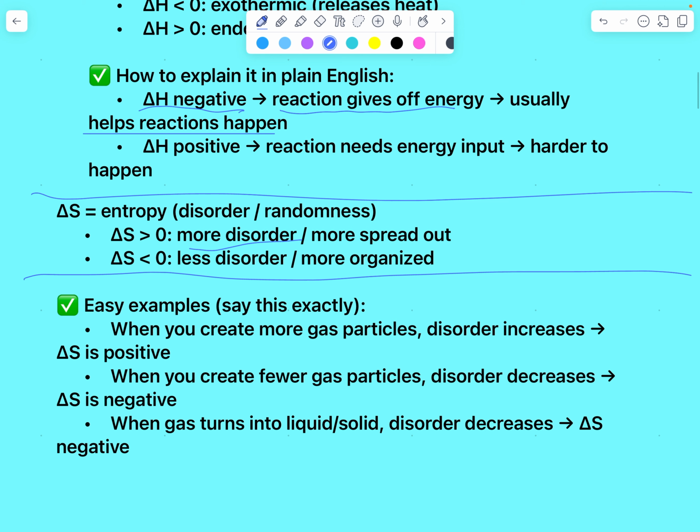I want you to say this exactly. When you create more gas particles, disorder increases. Delta S is positive. When you create fewer gas particles, disorder decreases. Delta S is negative. When gas turns into liquid or solid, look, if I have a gas, right?